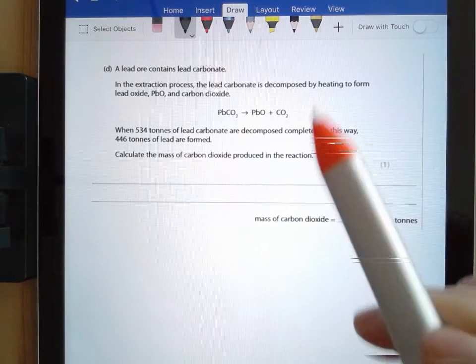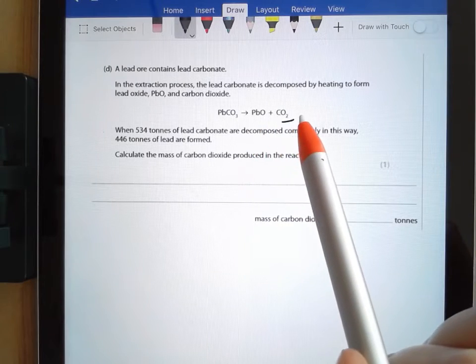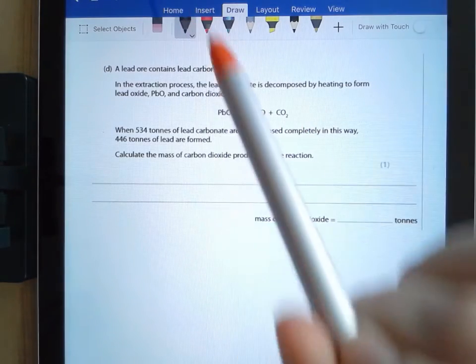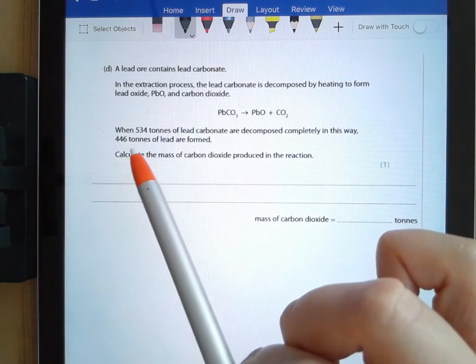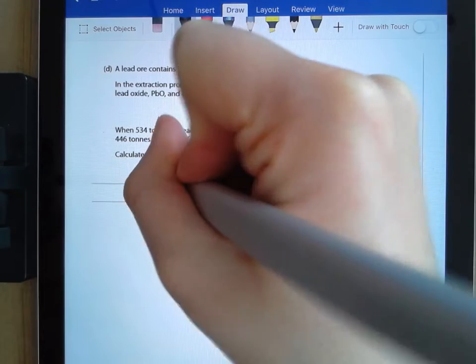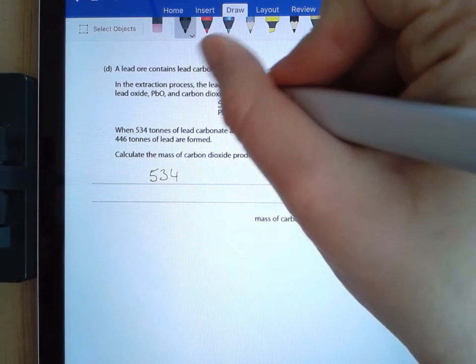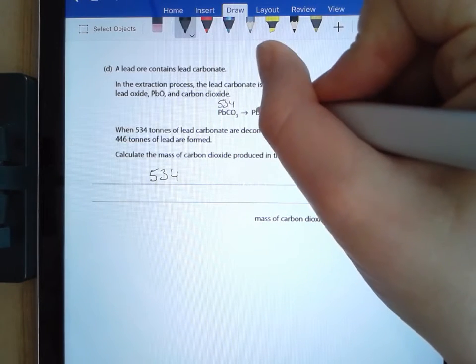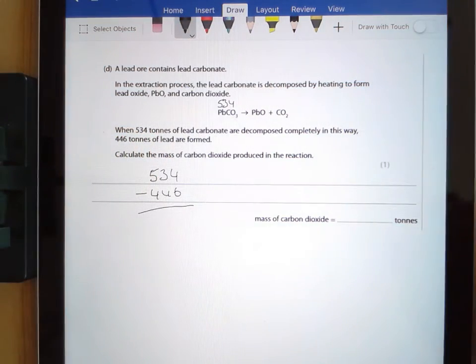So this question says lead carbonate, which is this here, decomposes to form lead oxide and carbon dioxide. It tells you that 534 tons of lead carbonate are decomposed. You get 446 tons of lead oxide, calculate the mass. So if you're starting with 534 tons of lead carbonate, which is what you're starting with on the left-hand side, all of that lead carbonate is being converted into either lead oxide or carbon dioxide. And they've told you that 446 tons is lead oxide, which means the rest of it must have been converted into carbon dioxide. So it's a simple takeaway.